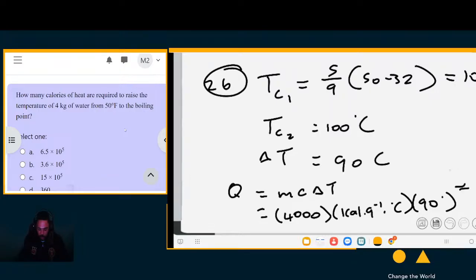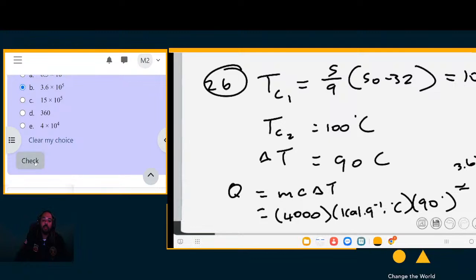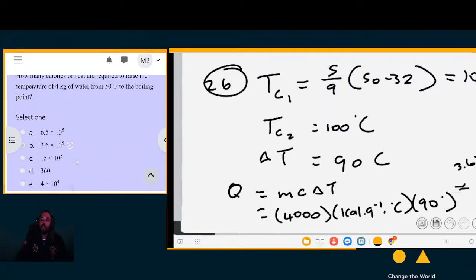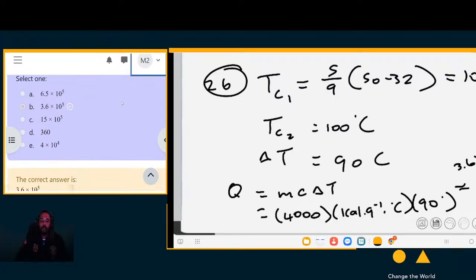That gives us an answer of 360,000, or 3.6 times 10 to the 5 calories. Okay, 3.6 times 10 to the 5 calories. And let's check here, 3.6 times 10 to the 5 calories. And bingo, that is correct. Okay, so we have done all of this work.